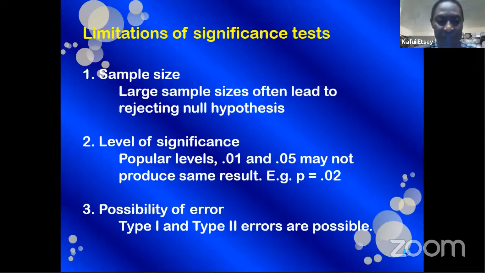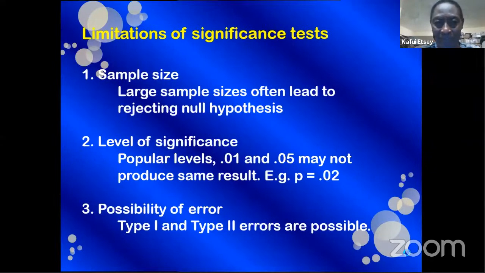Then the third one is the possibility of error. And we have already seen that when you are doing hypothesis testing, you can commit a type 1 error or a type 2 error. And these are serious errors. If you commit a type 1 error, then your decision and your recommendations will not be good. If you commit a type 2 error, your decisions and your recommendations may not be feasible. So limitations of significant testing are serious.